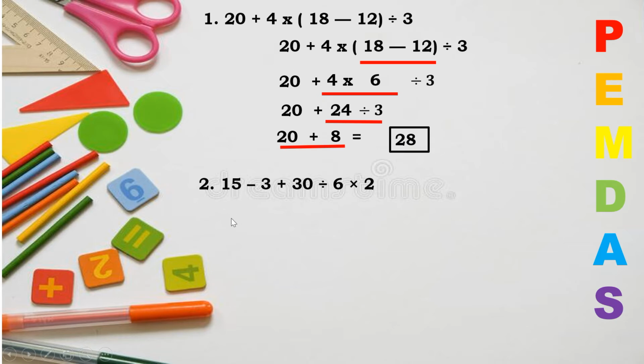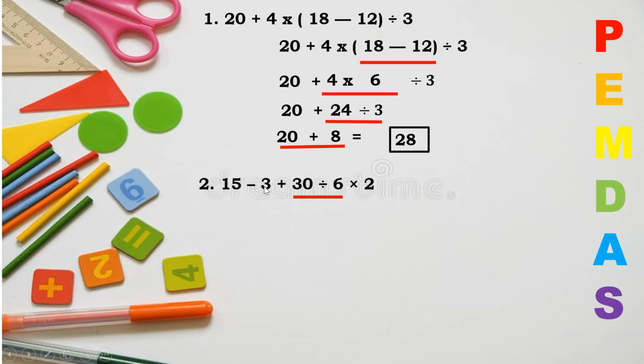So, dito sa example number 2, wala tayong parenthesis. So, MDAS na lang ang gagamitin natin. So, we have 15 minus 3 plus 30. Hindi pa tayo pwede mag-minus, mag-plus, kahit pa nasa unahan sila. Ang uunahin natin, si division or si multiplication. Since si division ang nauna, from left to right, sila muna ang ipe-perform natin. So, yung 30 divided by 6.